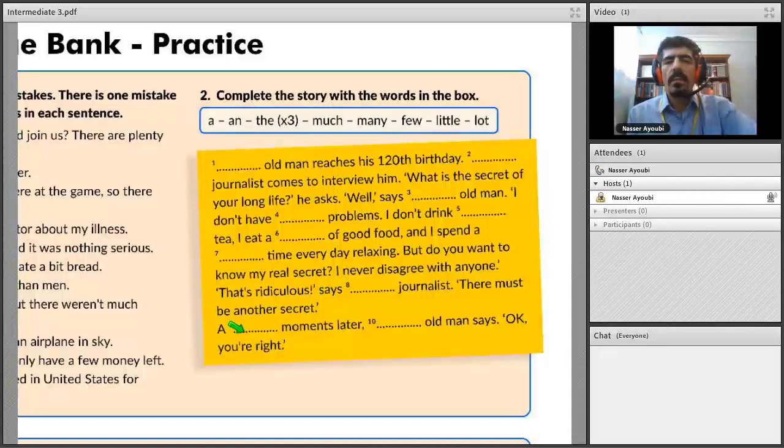A few moments later, the old man says, okay, you're right. You know, even here, he didn't want to disagree with others. Because if you want to disagree, you have to become nervous. You have to get angry maybe. You have to try to prove yourself right. And it causes a lot of mental pressure. So what is all this for?